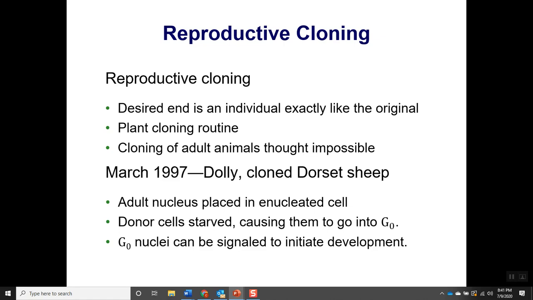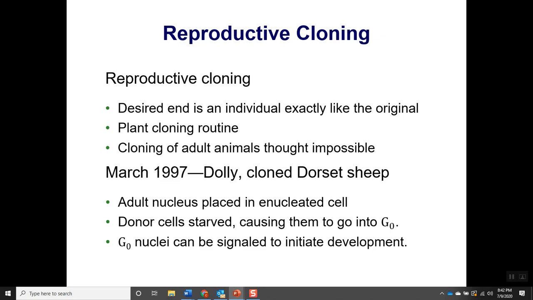Plant cloning is very common. Animal cloning is possible. It was thought to be impossible previously, but the first cloned animal, her name was Dolly, and she was a Dorset sheep. And how they cloned her is, she was the first clone. So her mother, they took an adult nucleus and placed it into an enucleated cell.